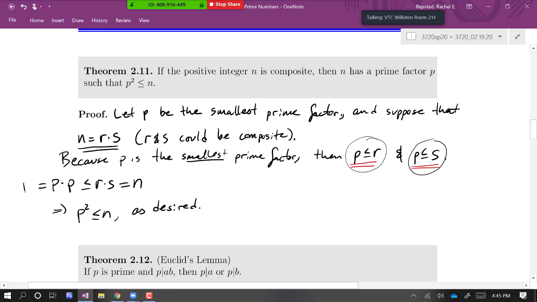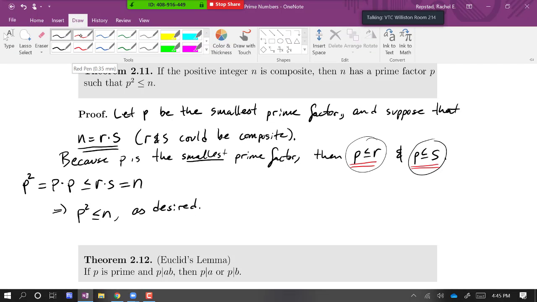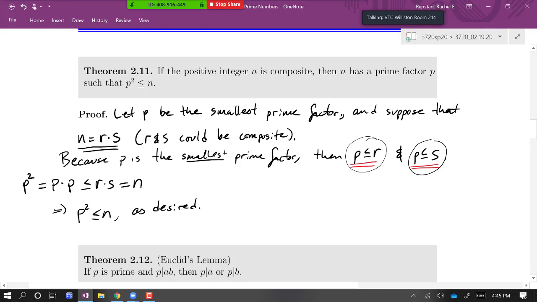Of course, p times p is p squared. And what we have here, when we look at this string of equals and less than or equal to, I've got p squared, I'm maintaining equality, this is less than or equal to, maintaining equality, n. And putting those together gives me that p squared is less than or equal to n. Does that help? Yeah, thank you. Okay.